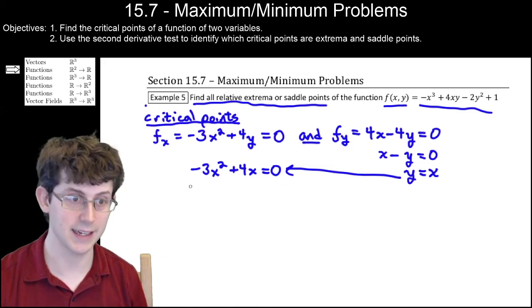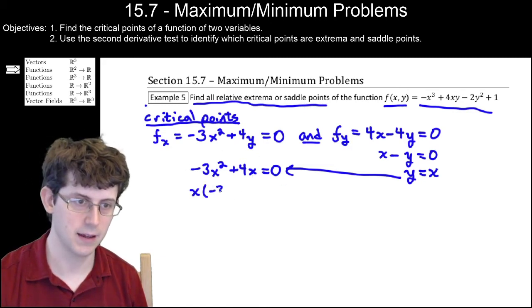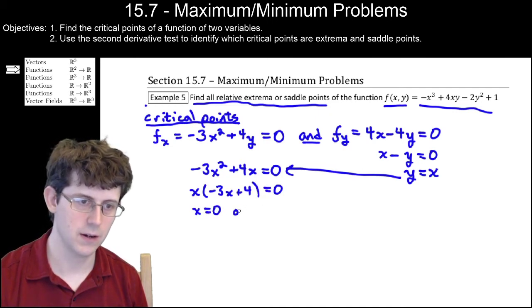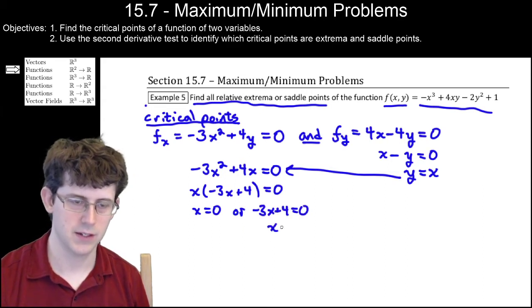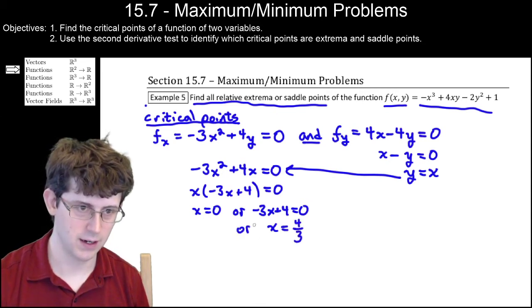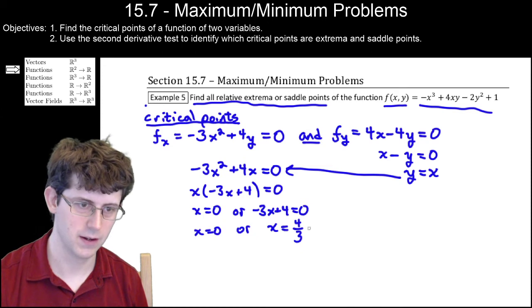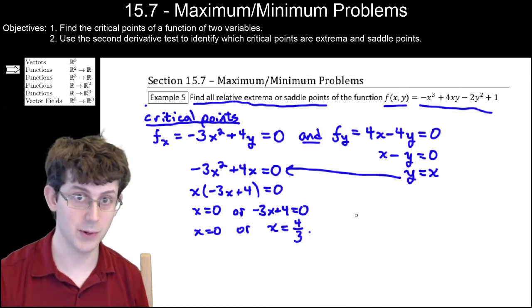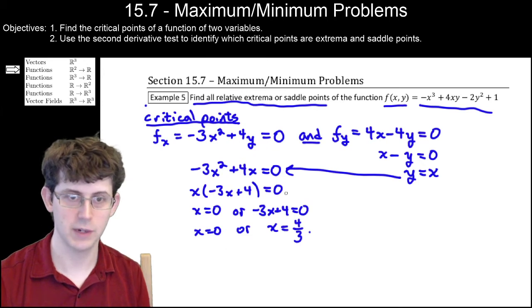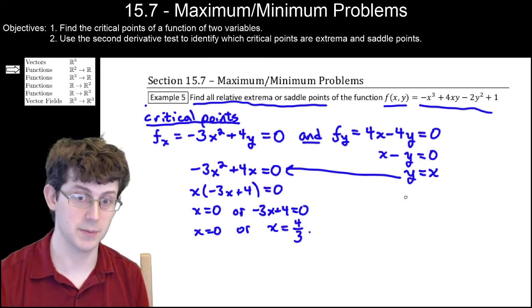This is a quadratic. I'll solve it by factoring. So I get that either x is 0 or -3x + 4 is 0. So here x is 4/3 or x is 0. This is 2 critical points. You combine whatever you found from the result with whatever you used to do a substitution.